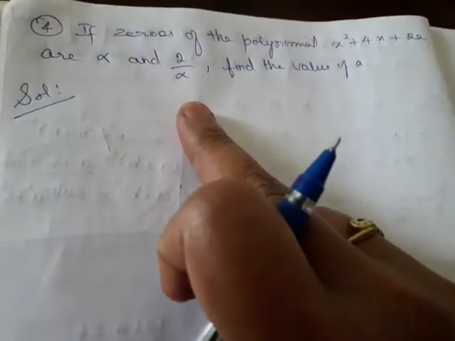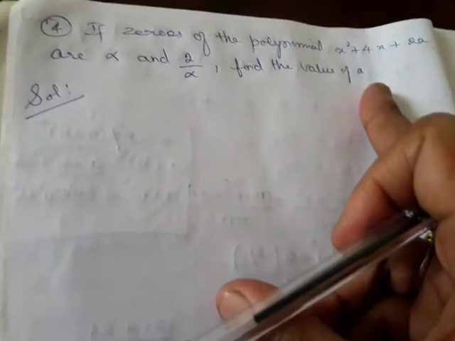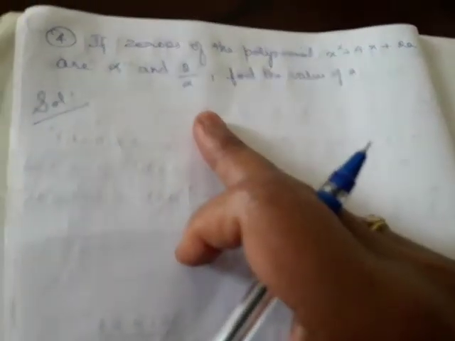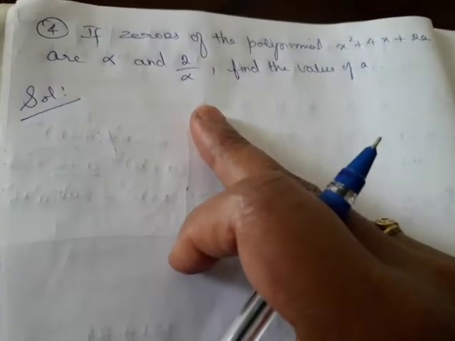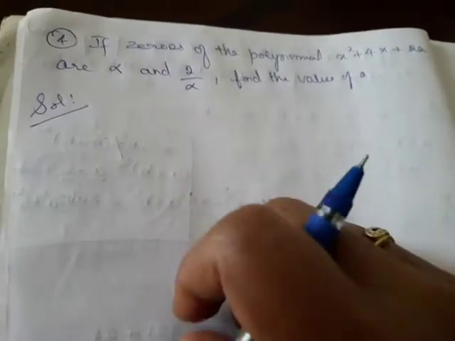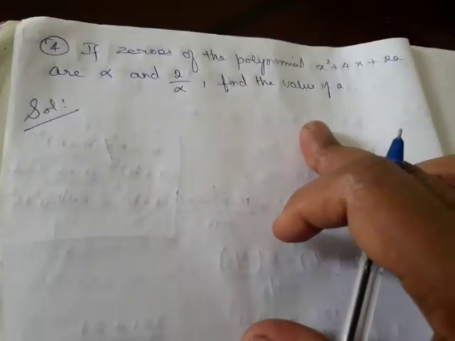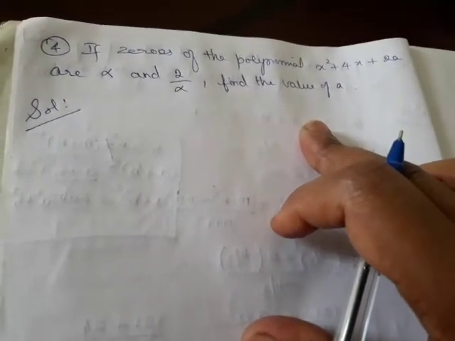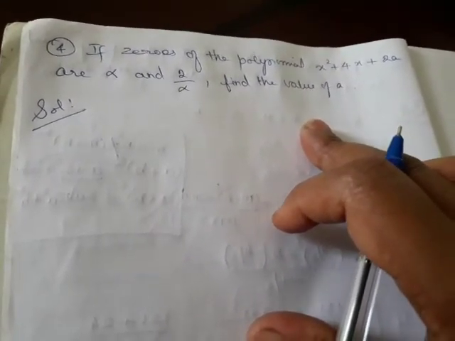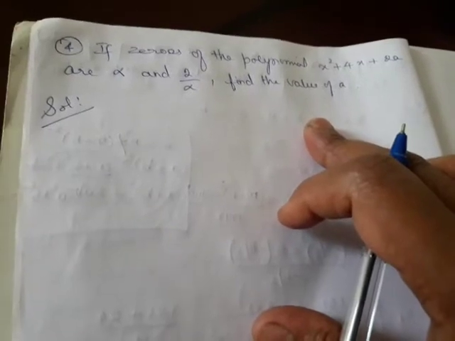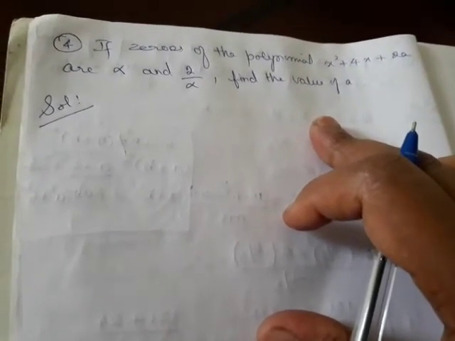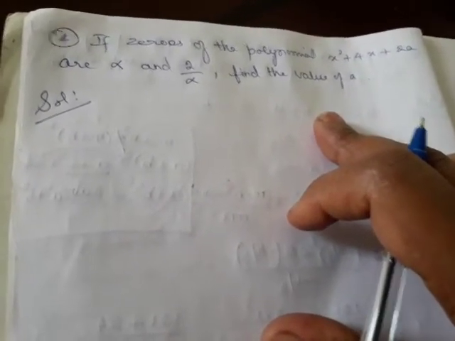If you see the next question, if zeros of the polynomial are alpha and 2 by alpha, find the value of a. Here the question is a little bit different. Instead of giving alpha and beta, they have given the other root also in terms of alpha only. So normally what we will write is alpha plus beta. So here you should write alpha plus 2 by alpha. So in the place of beta, we should take it as 2 by alpha. But the relations are same.